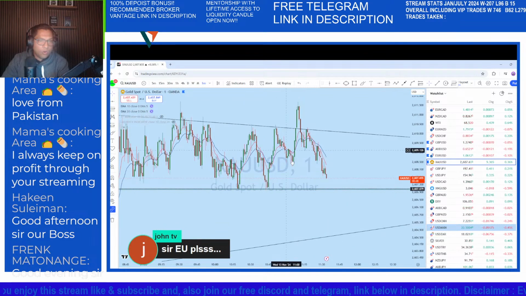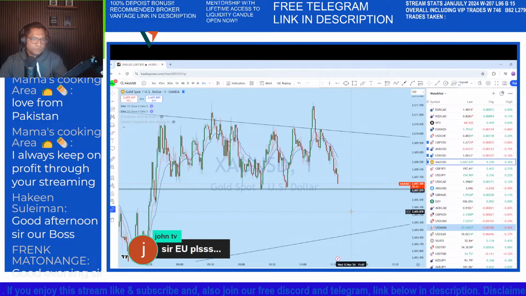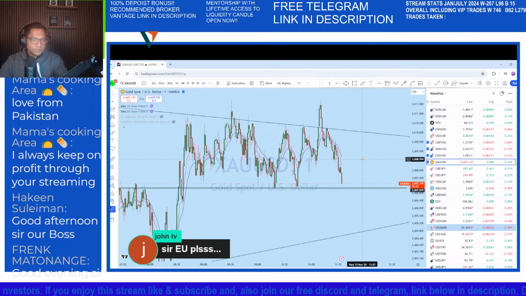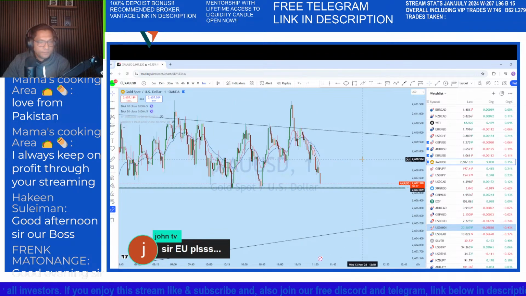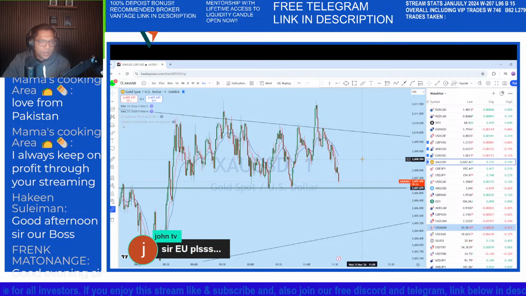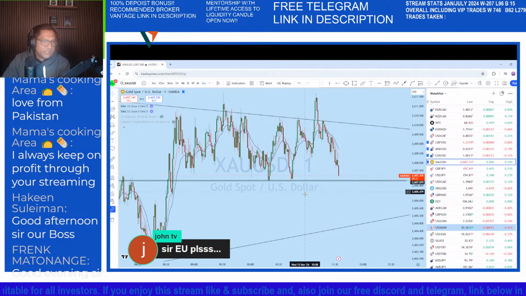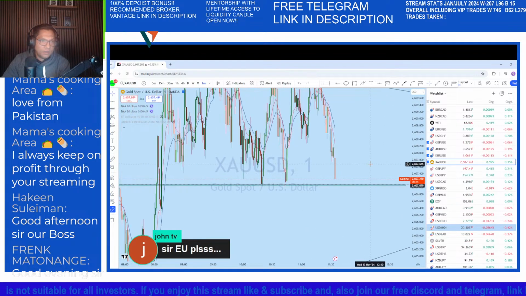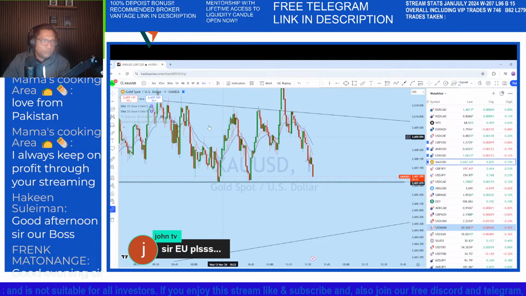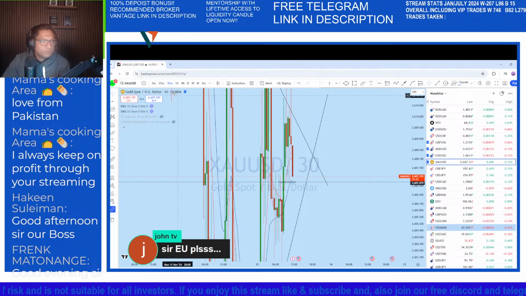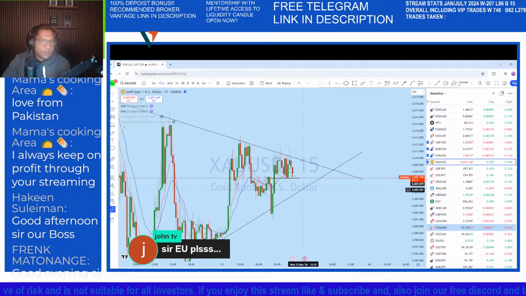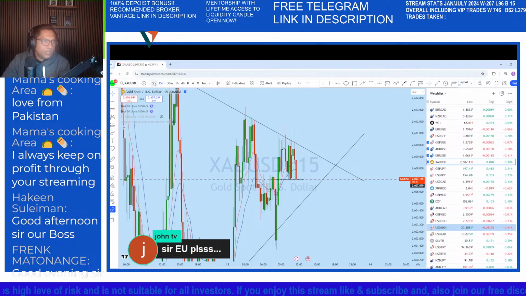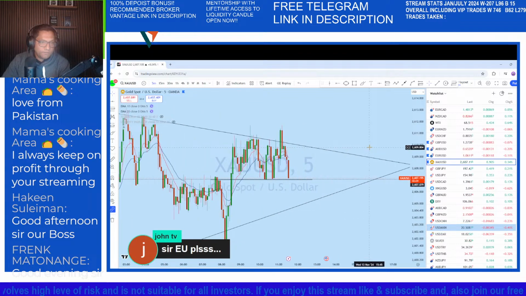So we'll be waiting for a complete break of structure. And if it breaks below this support level, that is where we can find a potential entry. As it is in a downtrend at the moment, we might see the price coming down in the direction of the major trend here.